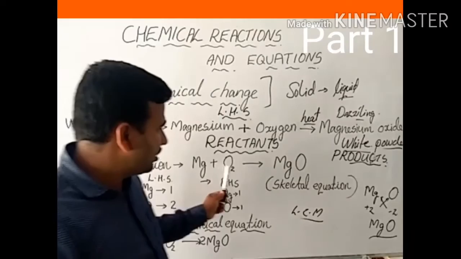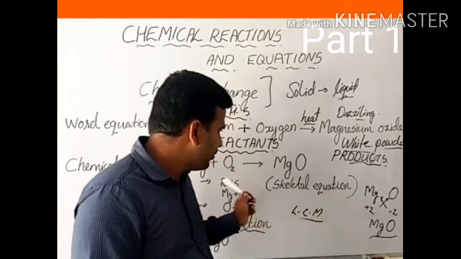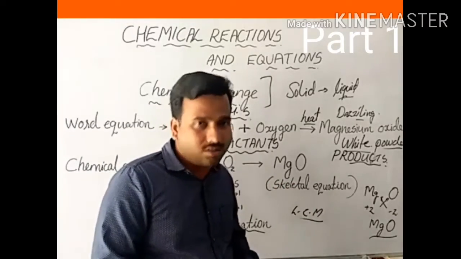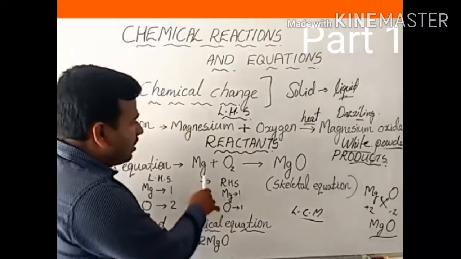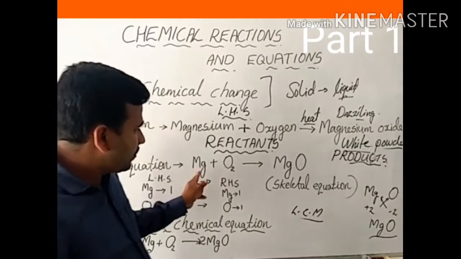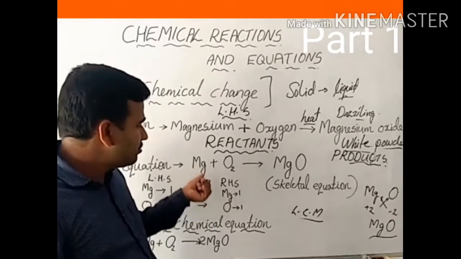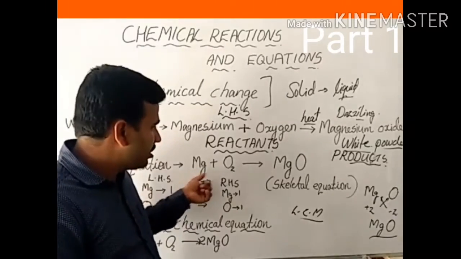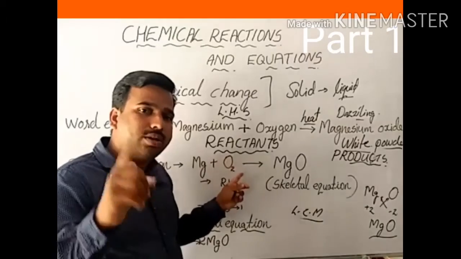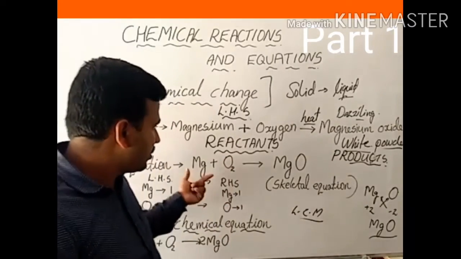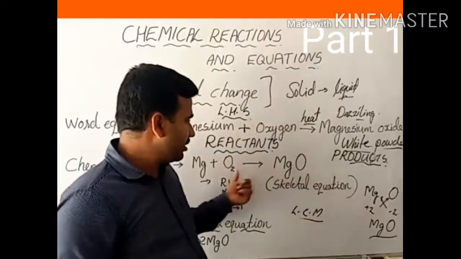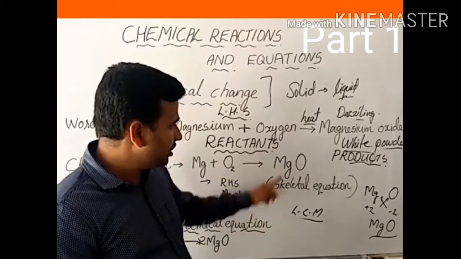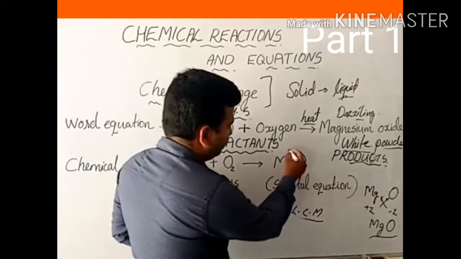So here, when magnesium reacts with oxygen, it forms magnesium oxide. But as you count, look here: the symbol Mg represents only a single magnesium atom, and O2 represents two atoms of oxygen. Now we look towards the right hand side of the equation, the RHS.